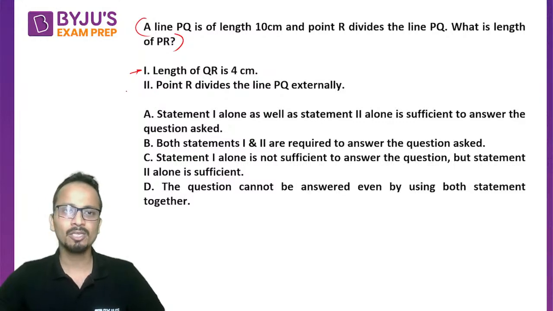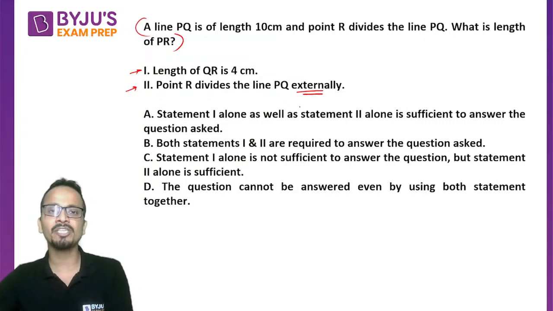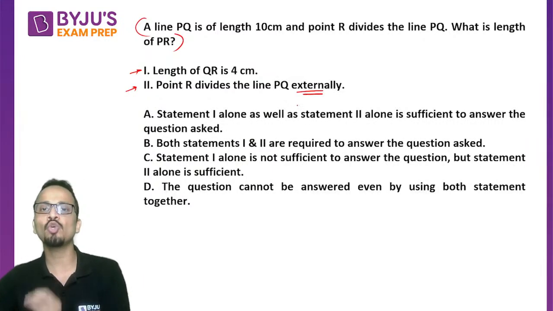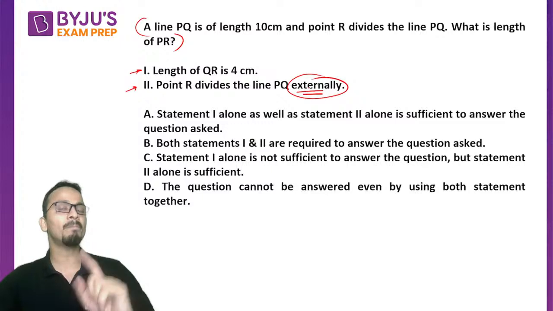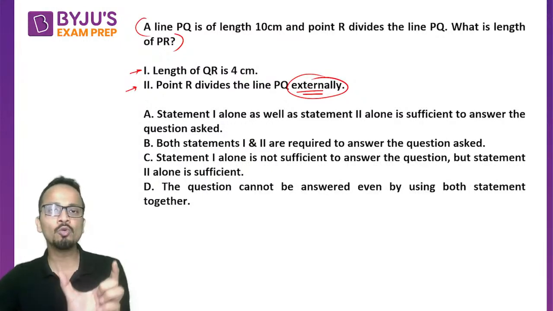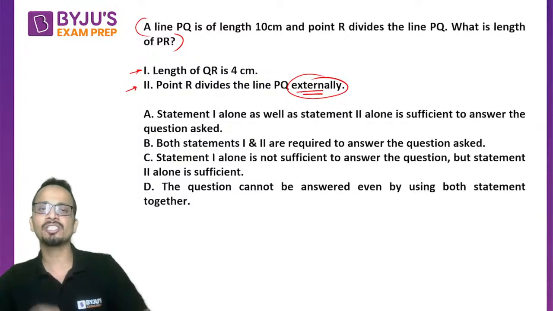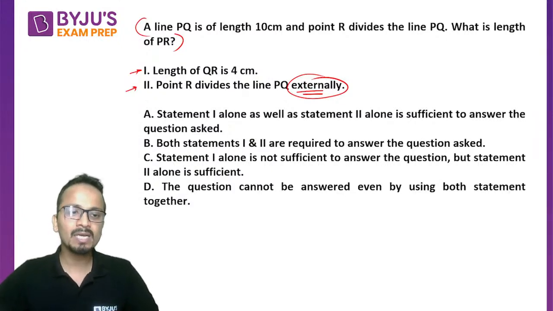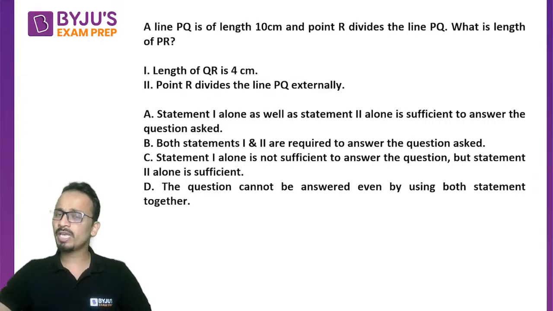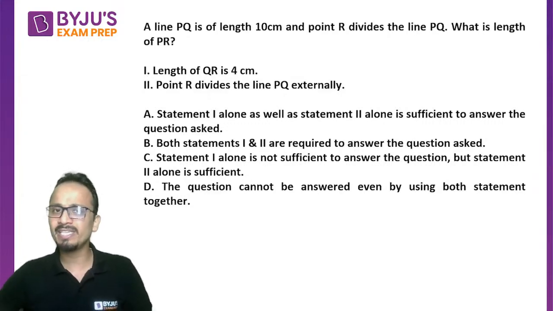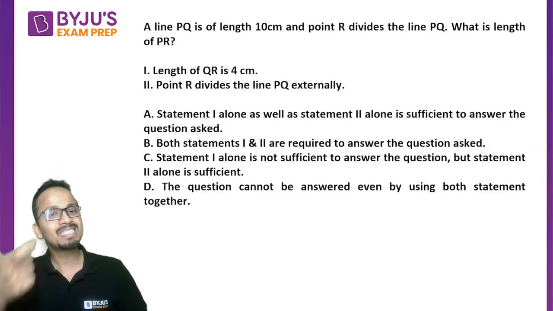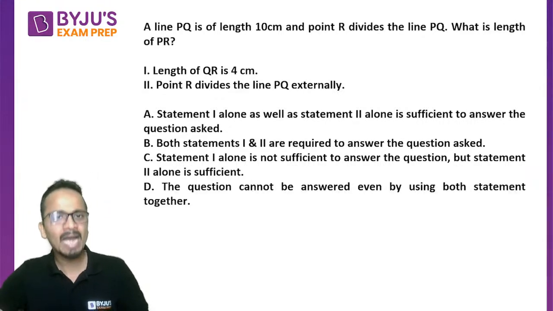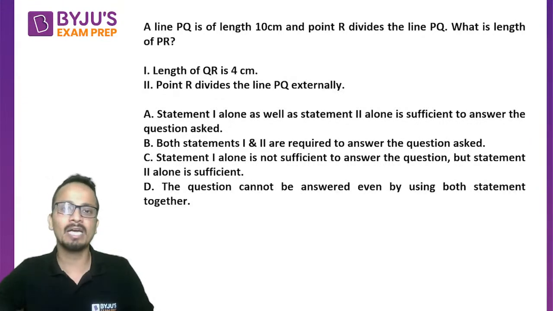But certainly, looking at statement 2, you can say that they have clearly mentioned that point R divides the line PQ externally. So by just looking at this word, you must recall that a point may divide a line joining 2 points either internally or externally. All right, so please be careful about this thing. There will be certain instances in these questions that you will not be able to recall each and everything looking at the first statement, but the second statement will give you a hint using which you can change your answer.